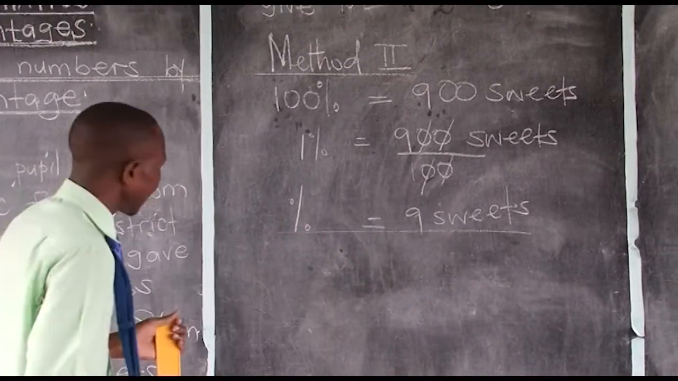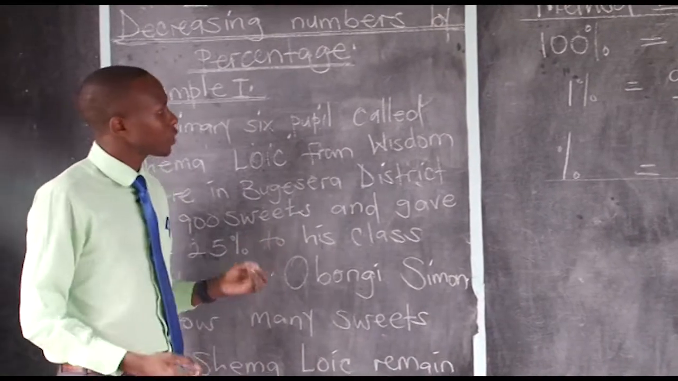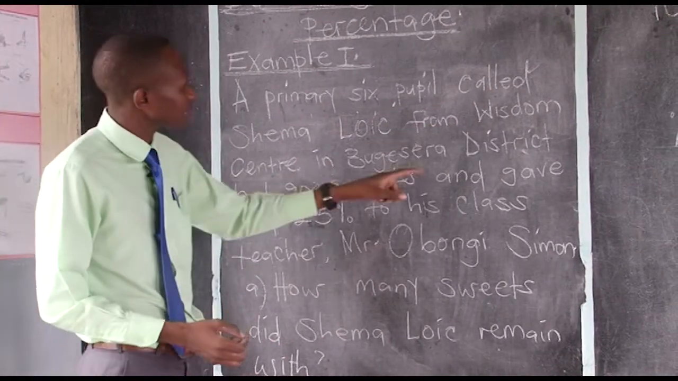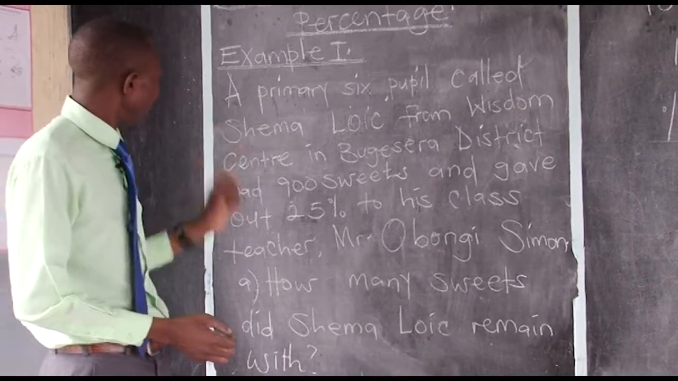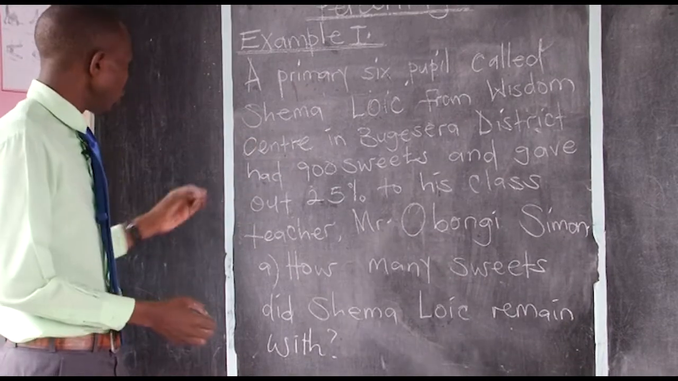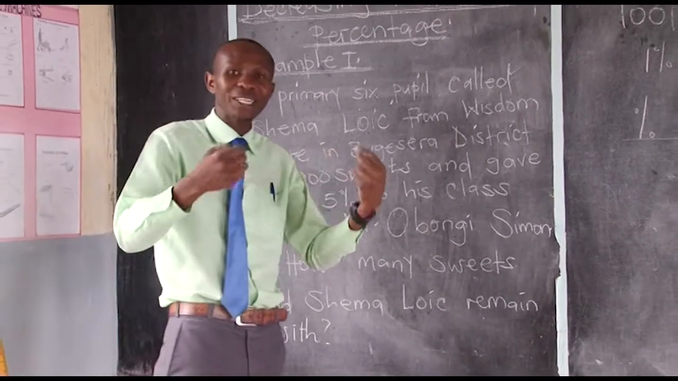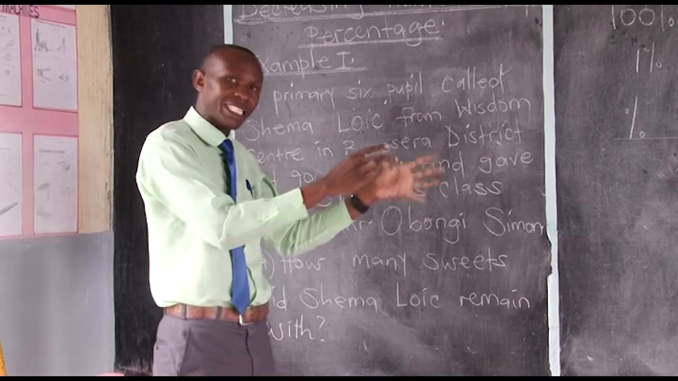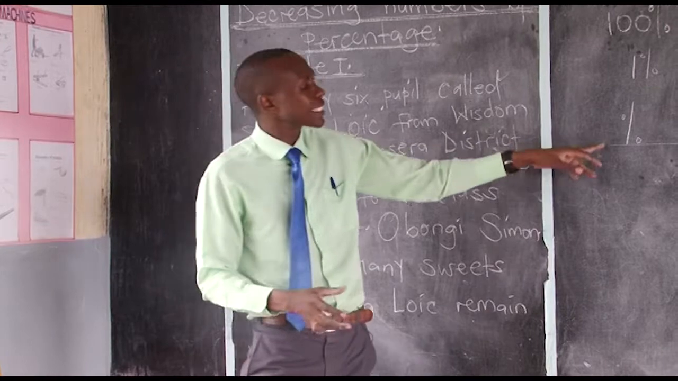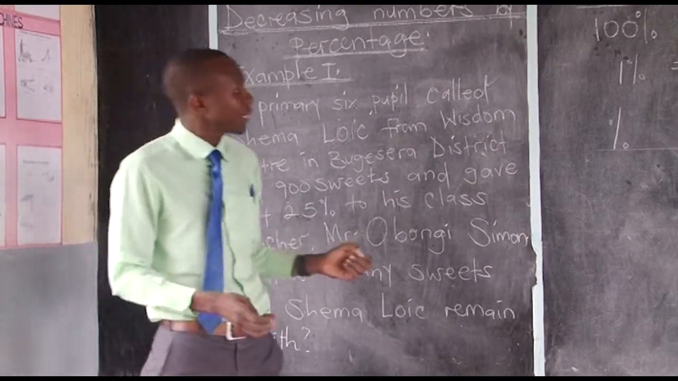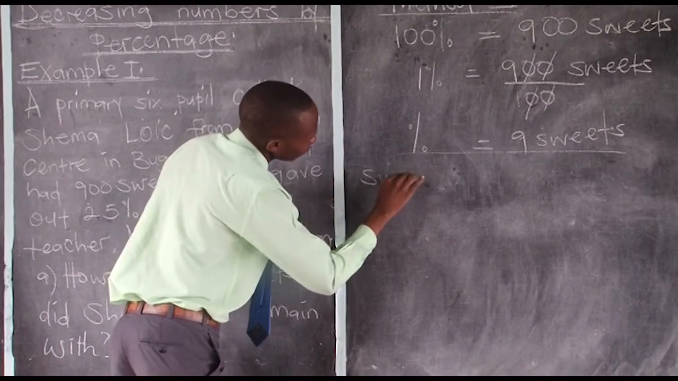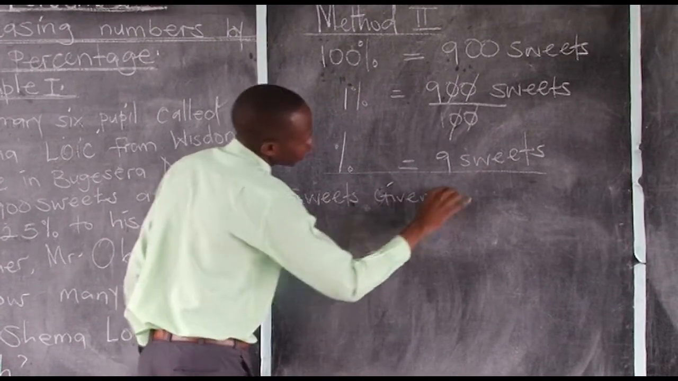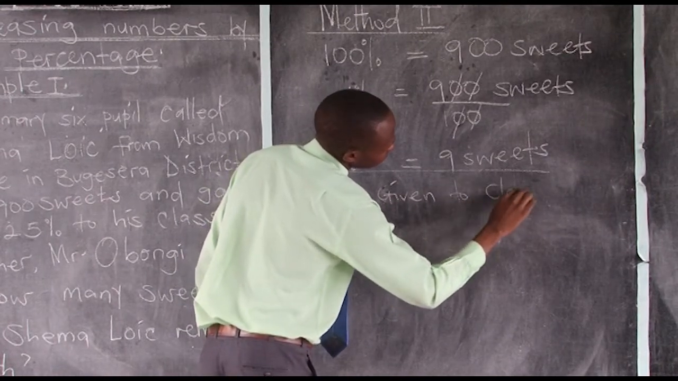That is for 1%. Then let's go back to our question. What is our question saying? A primary 6 pupil called Shemaroyik from Wisdom Center in Bujesera District gave out 25% to his class teacher, Mr. Obon Simon. Now, let's first of all find the number of suits that Royik gave to the class teacher. We have known 1% is representing 9 suits. So we shall say suits given to class teacher.